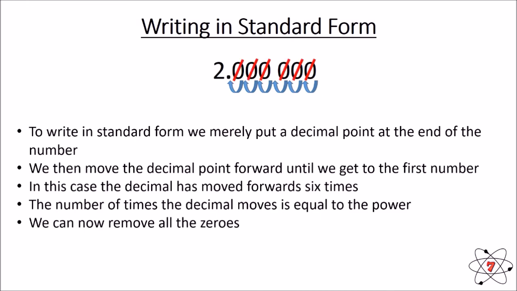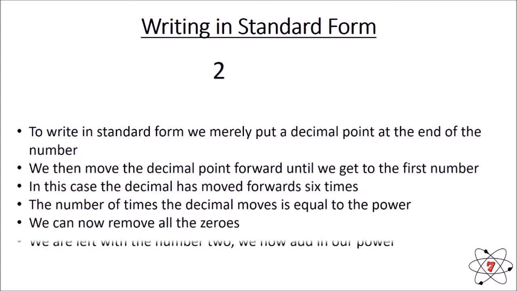So what we're left with is 2 point. We can now add the power in. To add the power in, we remove the decimal point, we put a multiplication, we put the number 10, and then we put the number of our power. And that number is equal to the number of places we moved the decimal, in this case 6. So, we are left with 2 times 10 to the power of 6. This is our number 2 million written in standard form.